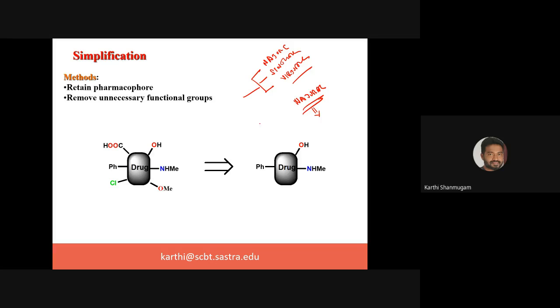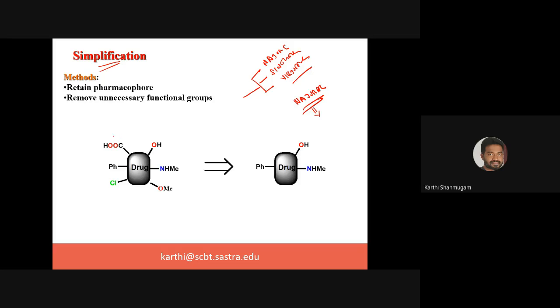As I said, because of the complexity of the natural compound, we cannot easily synthesize those compounds in the laboratory. It's a very difficult process, right? So in such cases, we go for a kind of optimization called simplification, right?